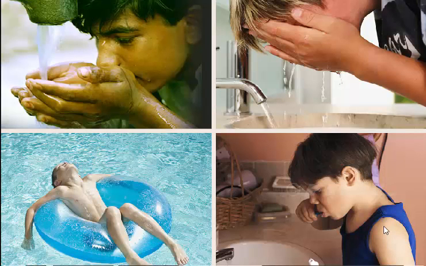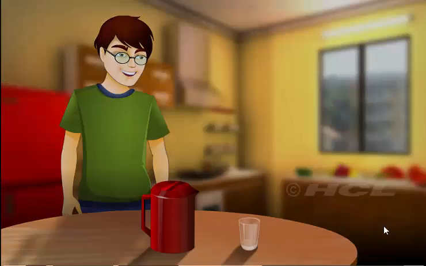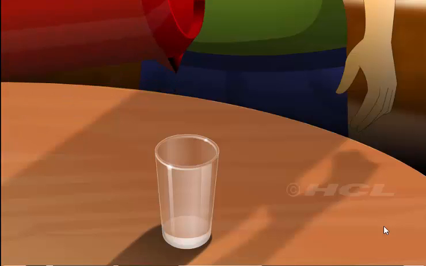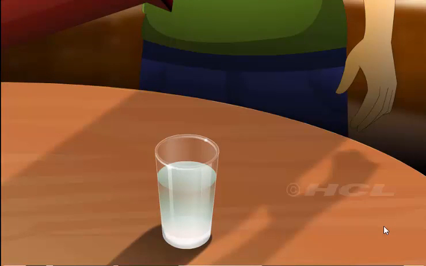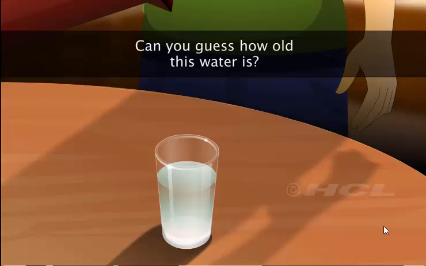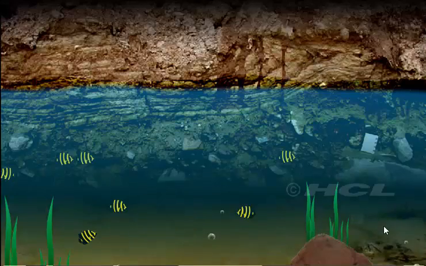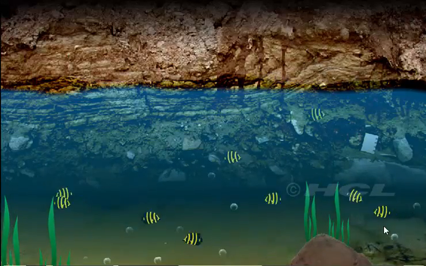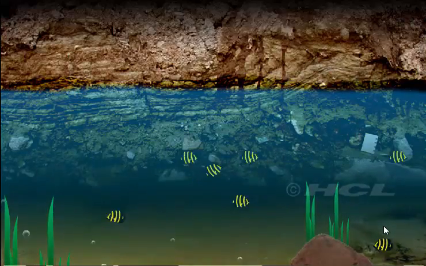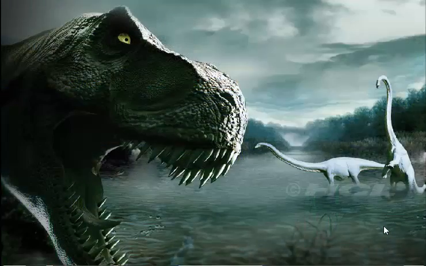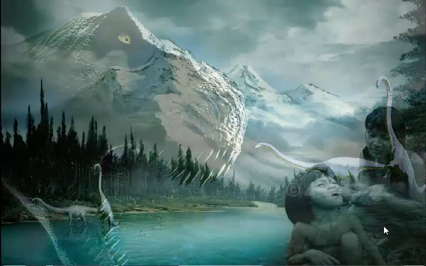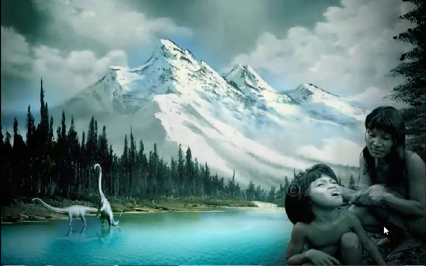We use water every day for various purposes. But can you guess how old the water we all use today is? It is believed that the first fishes on the earth swam in the same water we use today. The extinct dinosaurs are believed to have waded through it. And even our prehistoric ancestors have used the same water.